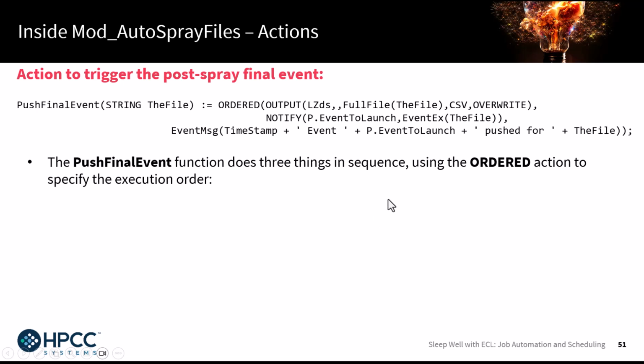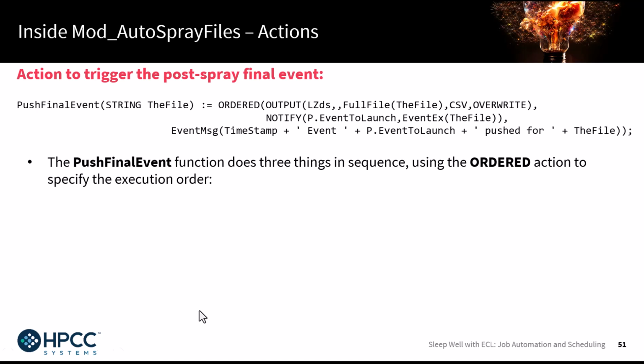So next is the action to trigger the post-spray final event. After all the sprays are done, you're going to see we have some very elegant code here that will walk through the spray process. At the very end of it, though, we have to let the system know that the process is now complete, and they can go ahead and delete the semaphore file and start all over again waiting for a new event. So this is called the push final event function.